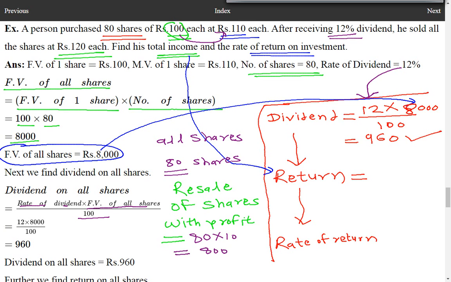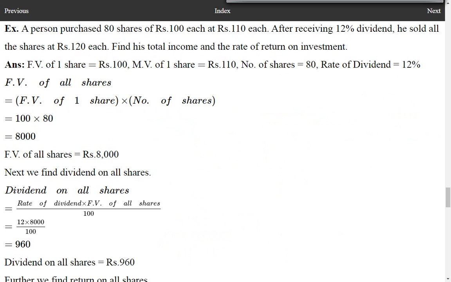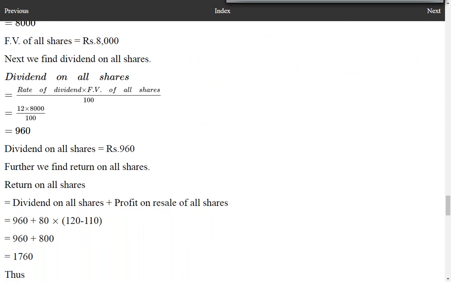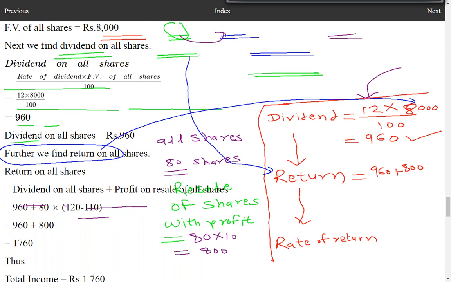800. So return is going to be equal to 960 plus 800, and after calculations you can find that this is going to be equal to 1760. So the total income is 1760.